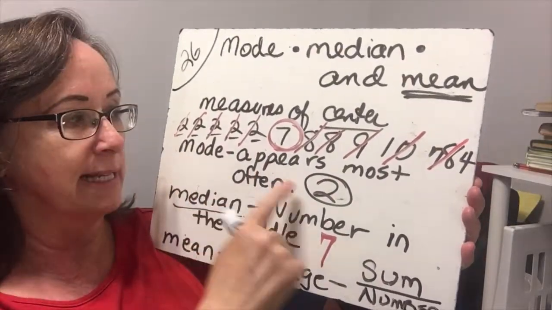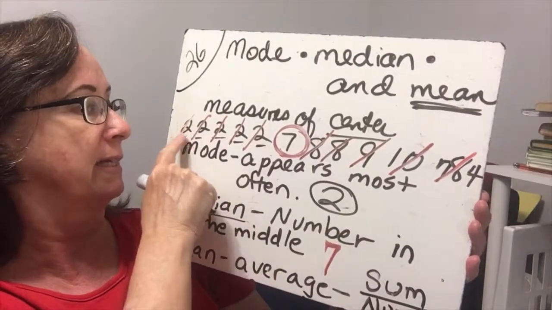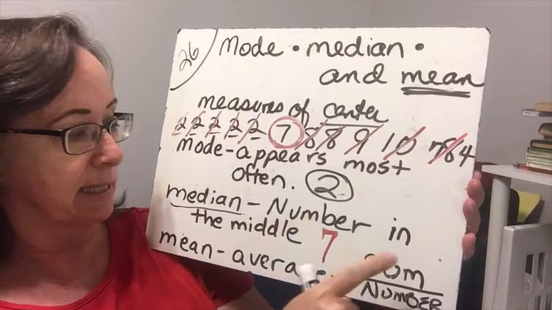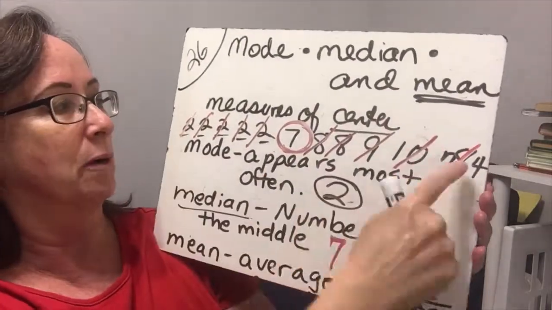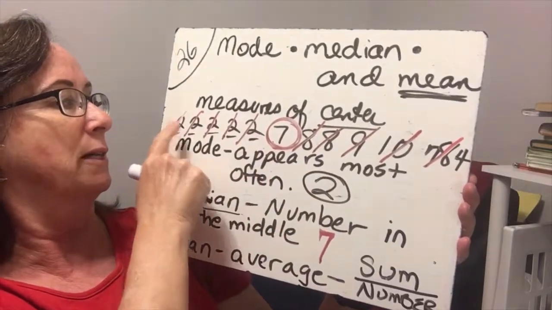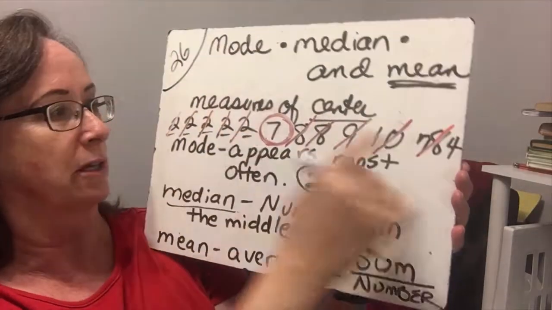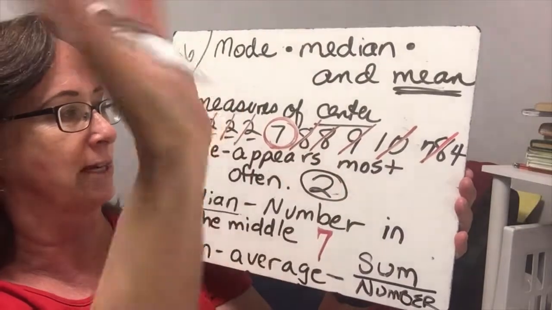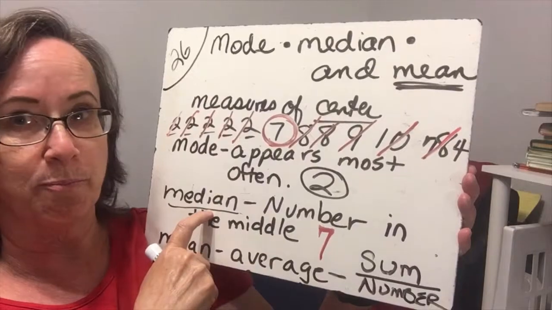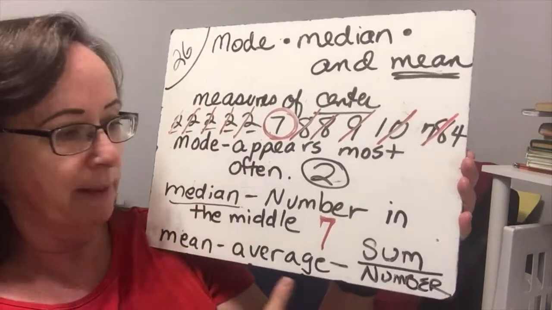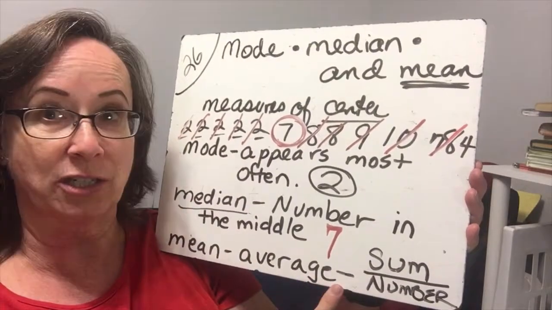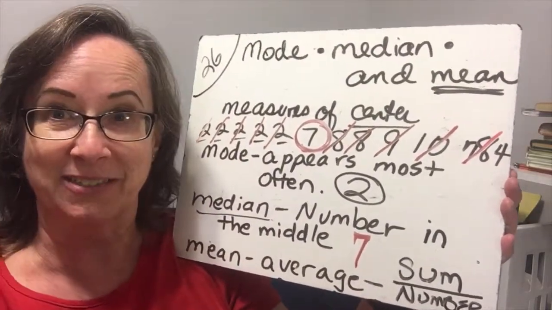So the mode is the number that appears the most often, like 2, 2, 2, 2, 2. So the mode would be 2. And the median is the number that's in the middle. So we can mark them off until we get to the very middle number. Or we can say 1, 2, 3, 4, 5. Trash those. 1, 2, 3, 4, 5. Trash those. This one is the one in the middle. So 7 is the median or the middle number. But this is the one we're going to focus on. What is the mean? And the mean is just another name for the average.